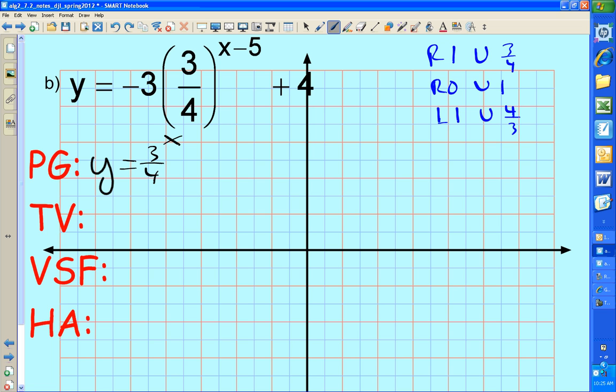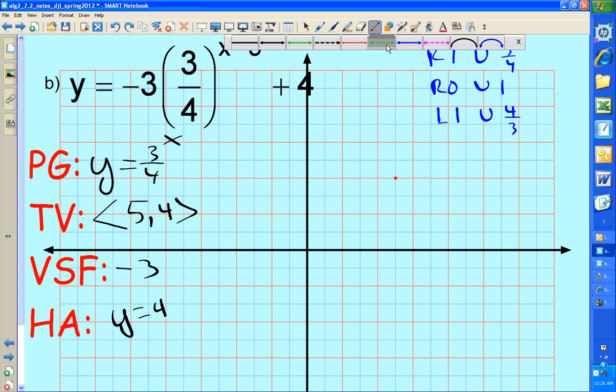The translation vector is going to be, what's the translation vector? 5, 4. The vertical stretch factor, -3. The horizontal asymptote, y equals 4. So before I even start graphing, I should take my point 5, 4, make a little starter point there for myself, and draw my asymptote right through it.